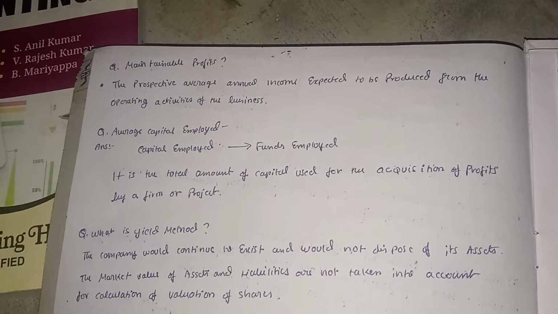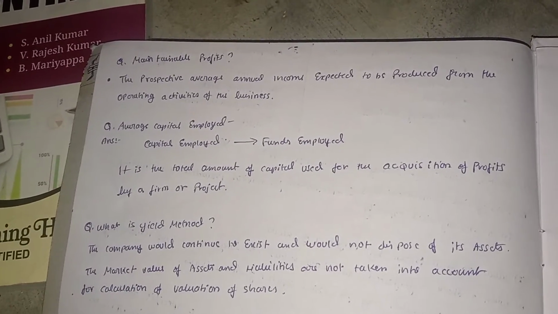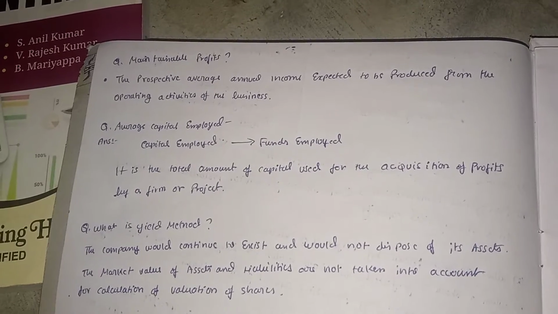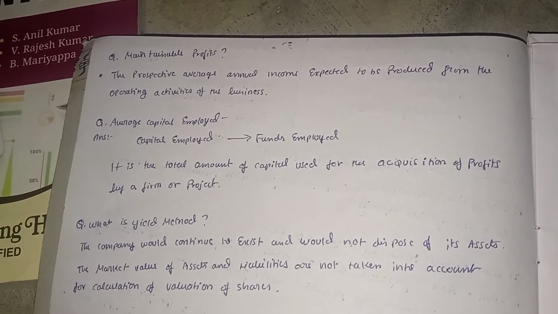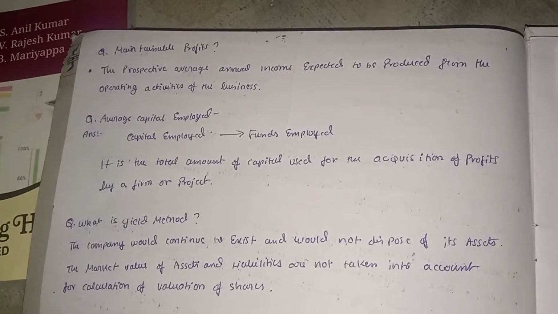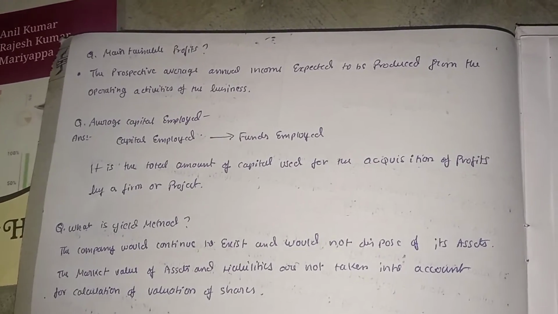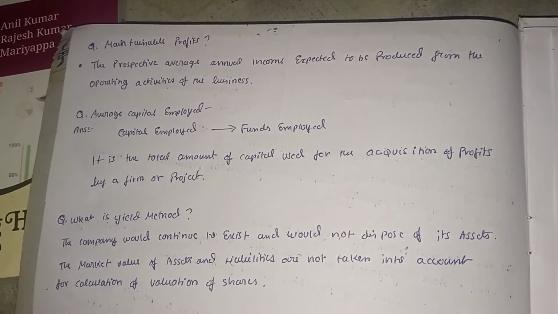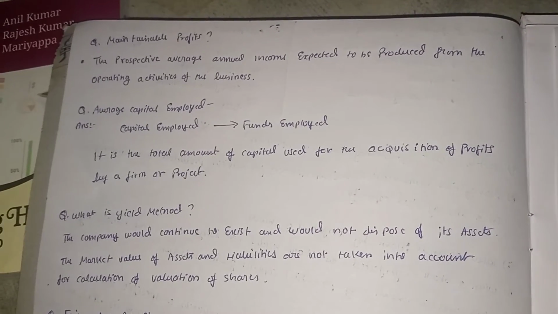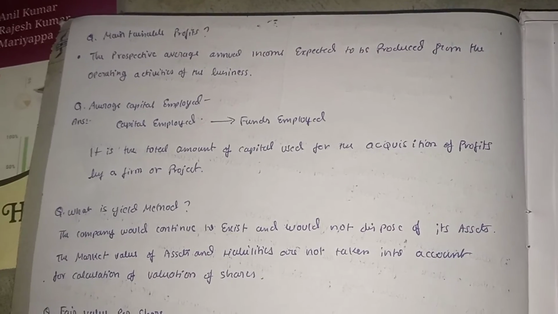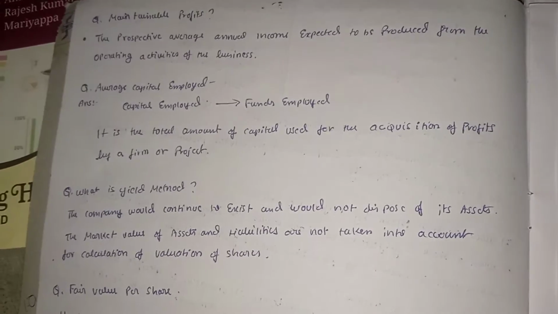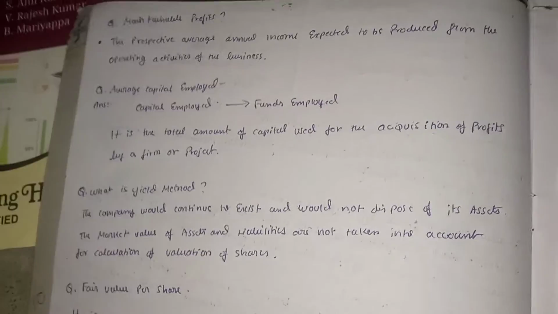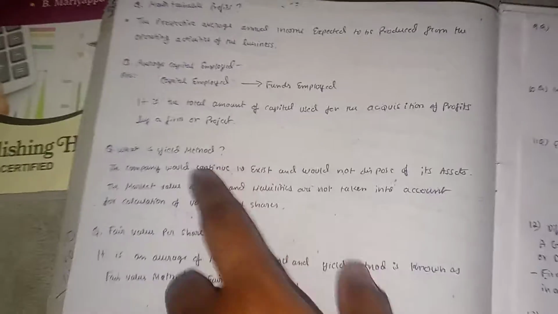What is maintainable profits? The prospective average annual income expected to be produced from the operating activities of the business is called as maintainable profits. Average capital employed means fund employed. It is the total amount of capital used for acquisition of profits by a firm or project. See, in simple words, these two lines if you write it's okay.